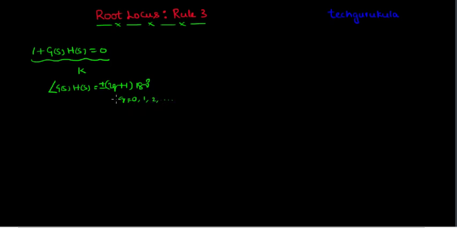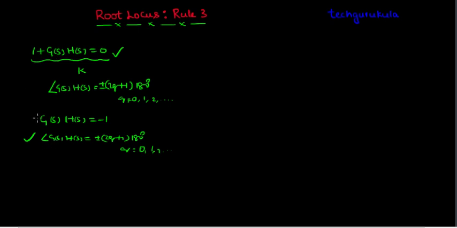This angle condition comes from the fact that if you take G(s)H(s) equals minus 1, and take the angle on both sides, the angle of G(s)H(s) should be equal to the angle of minus 1, which is 180 degrees. We can write it as (2q+1) times 180 degrees, because that minus 1 can be represented with all these angles, where q takes values of 0, 1, 2, etc. This is called the angle condition or angle criterion, because we are plotting the roots of this equation, so it should satisfy this angle condition.